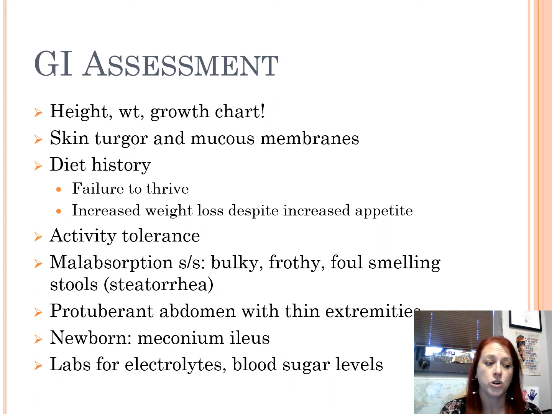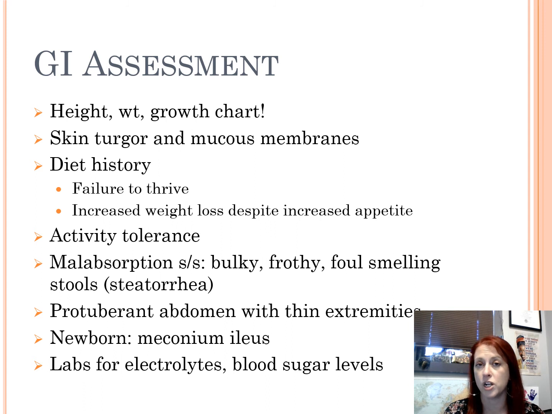Their diet history includes that failure to thrive, and they can have increased weight loss despite having a good appetite. These kids can eat and eat and eat and still not gain weight because they're going to have problems with absorption. Activity intolerance, and that's related to a couple things. That's related to digestion and food and energy, but that's also related to respiratory.